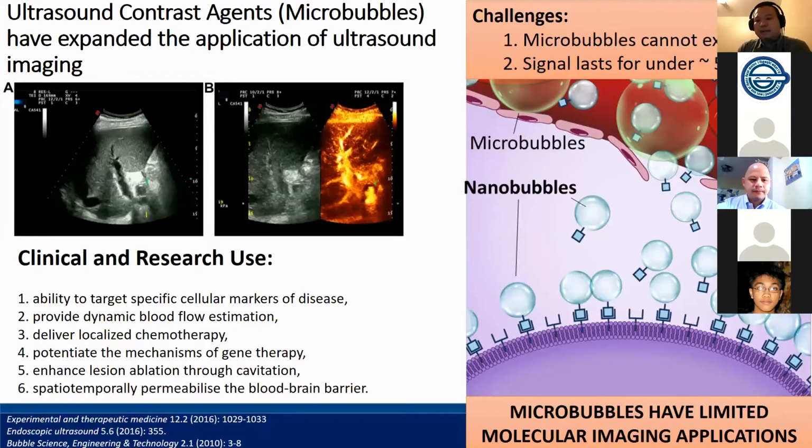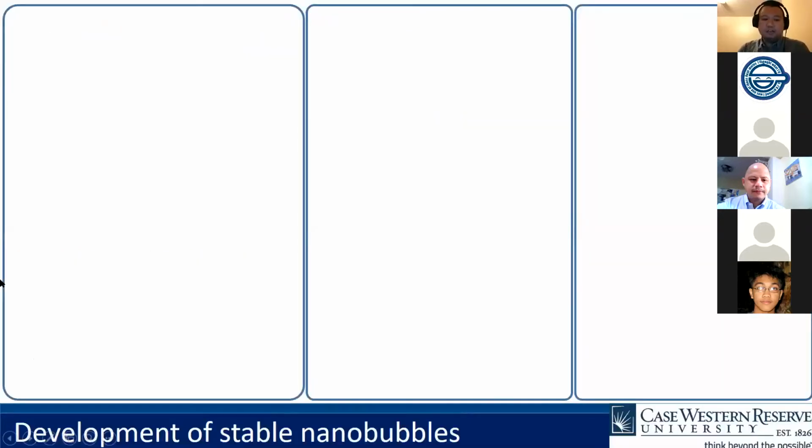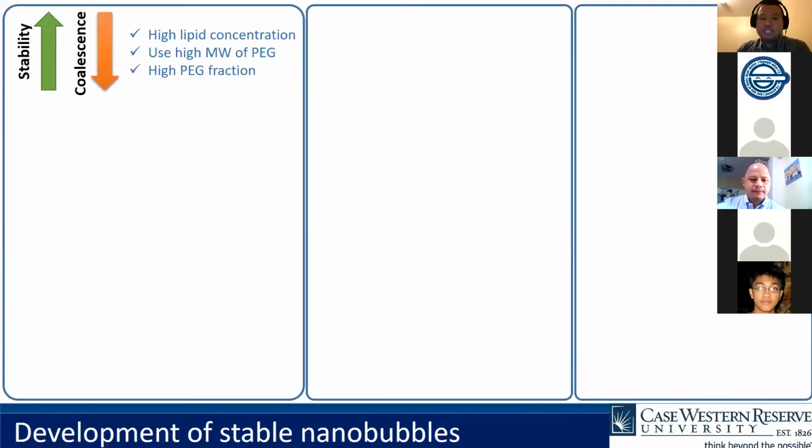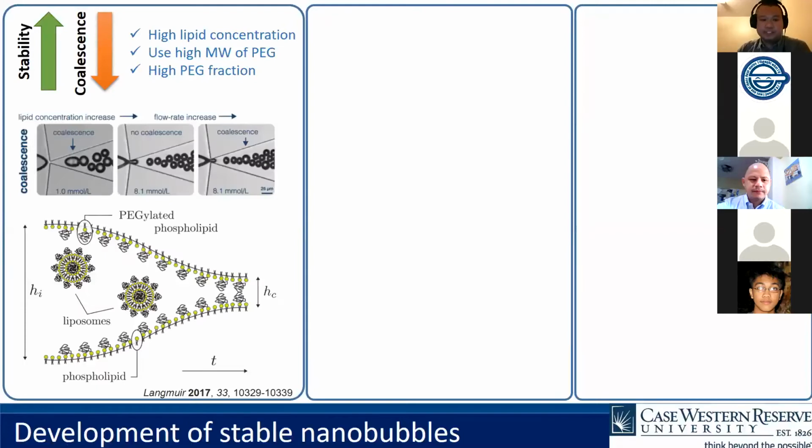So what we did in the lab is to shrink these microbubbles into nanobubbles so that they can easily go out of the veins. And also we tried to stabilize them by extending the signal that we get from them for more than 5 minutes. If you look at the literature, there are a lot of ways to stabilize nanobubbles. If you want to improve stability, you have to decrease the coalescence probability. And this can be achieved by using high lipid or surfactant concentration, high molecular weight polyethylene glycol, and high polyethylene glycol fraction, as reported by this literature.